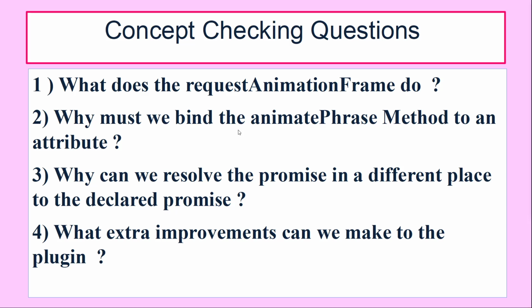Okay, so the questions that I want you to answer are: what does the requestAnimationFrame do? Why must we bind the animationFrame method to an attribute so we can call it in the requestAnimationFrame? What did we do so that we can resolve the promise in a different method to the declared promise? We did it in a very interesting and different way to how normal promises work. And then what extra improvements can you do to improve the plugin? Okay, so try and stop the video and answer these questions.